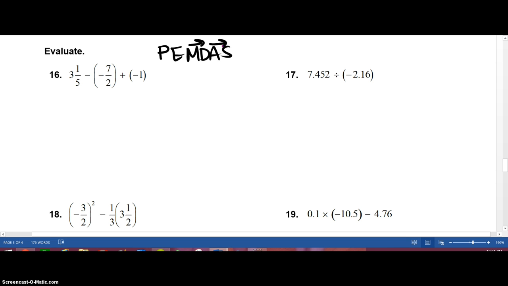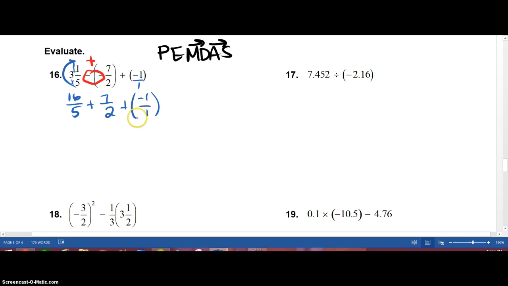So then we're going to look at number 16, 3 1/5 minus negative 7 halves plus a negative 1. So I automatically see these two negative signs together. That makes a positive. And I also notice that I have a mixed number. I'm going to make that into an improper fraction by using my big C method. So I'm going to have 16/5 plus 7 halves plus, and I'm going to change this negative 1 into a fraction by just putting it over 1. Negative 1 over 1.